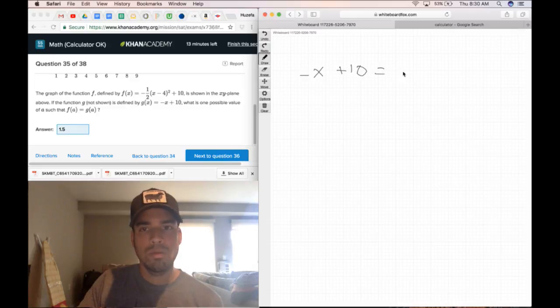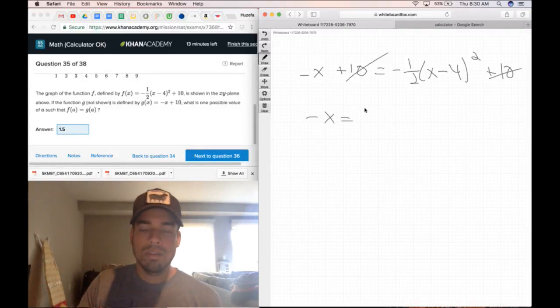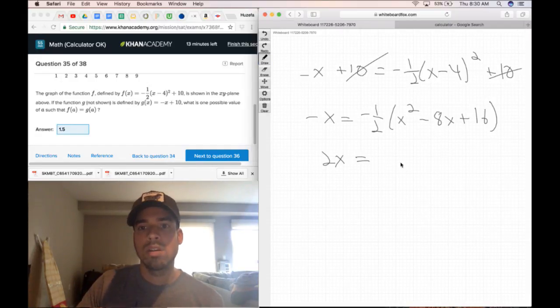Negative x plus 10 equals -1/2 (x minus 4) squared plus 10. These 10s cancel out. Negative x equals, well, let's go ahead and FOIL it: -1/2 times x squared minus 8x plus 16. And then actually no, let's not do that. Let's multiply both sides by -2, and we got 2x equals x squared minus 8x plus 16.